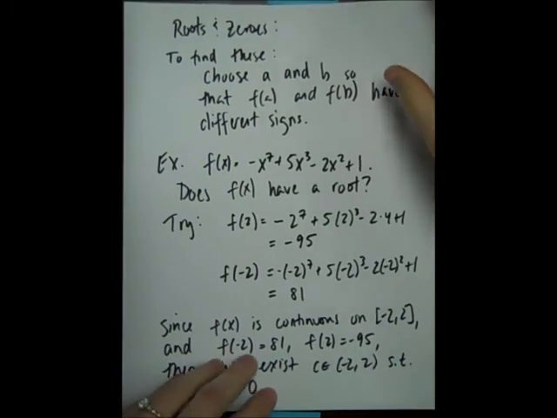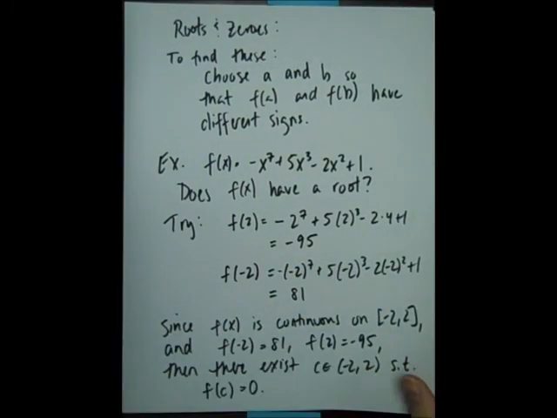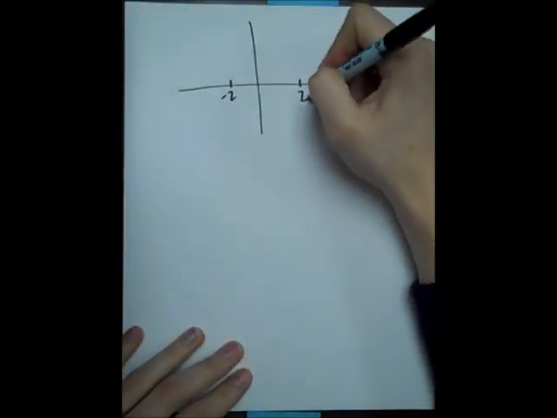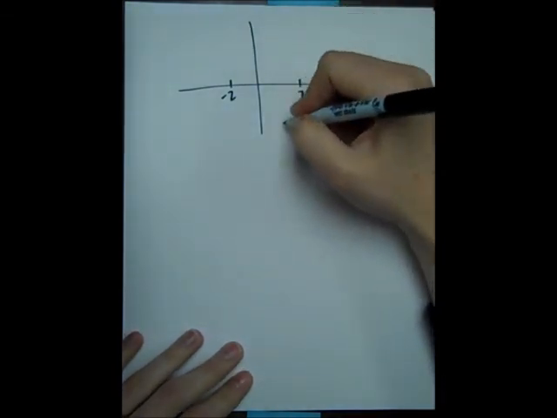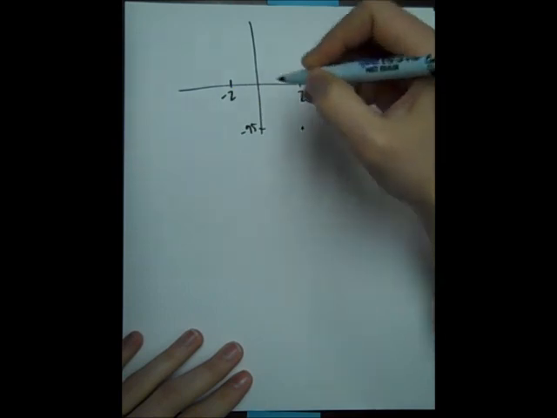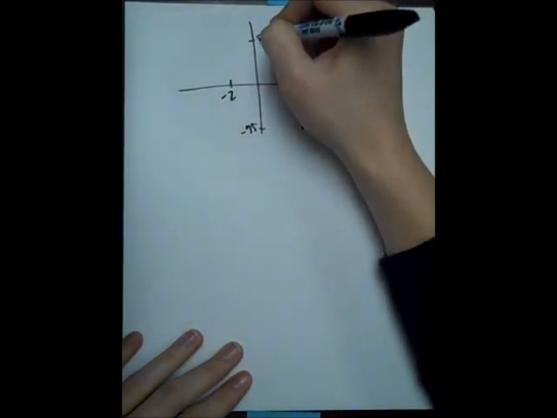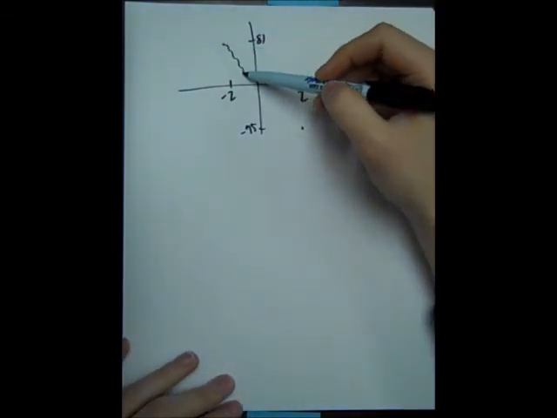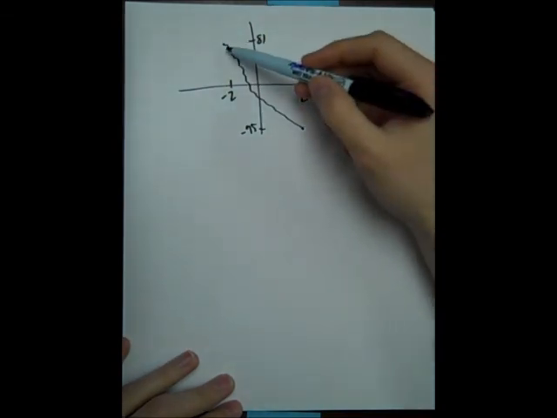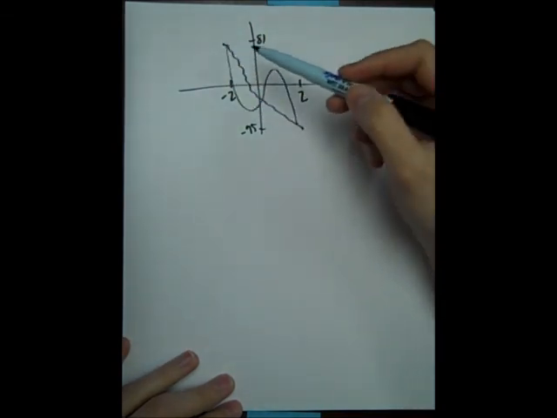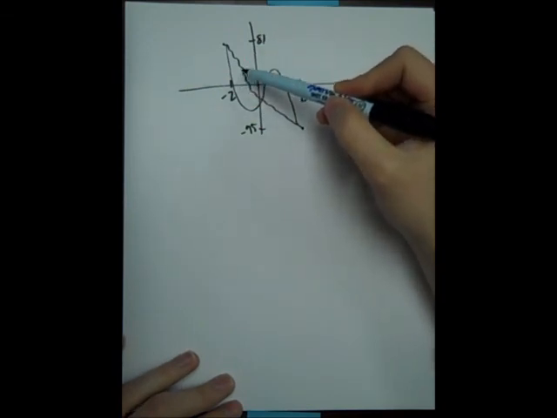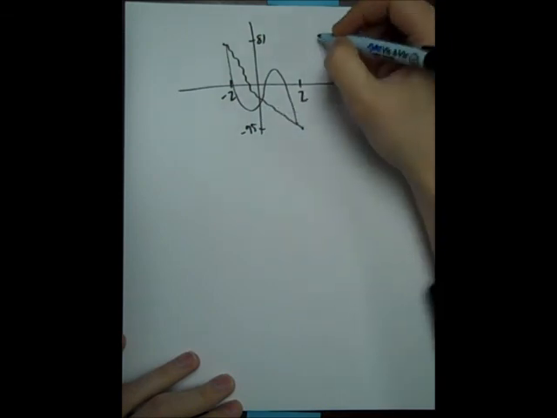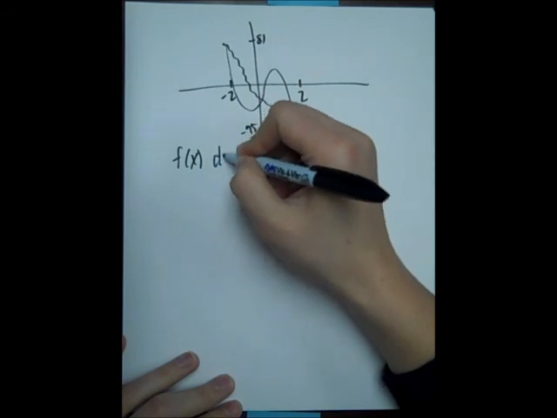So what is this picture looking like? You don't need the picture, but just so we can understand what's happening here. I have my function. Here was -2, here was 2. I found that f of 2 was -95, and I found that f of -2 was 81. What the intermediate value theorem said is that it might go through the x-axis more than once. It might do something like this. It doesn't matter. There's at least one place between -2 and 2 where I had to cross the x-axis. So there is a solution. So, in conclusion, f of x does have a root.